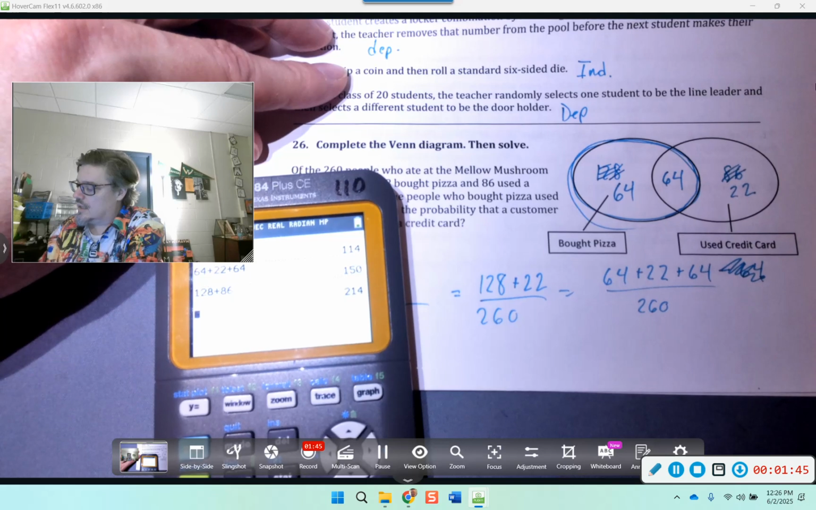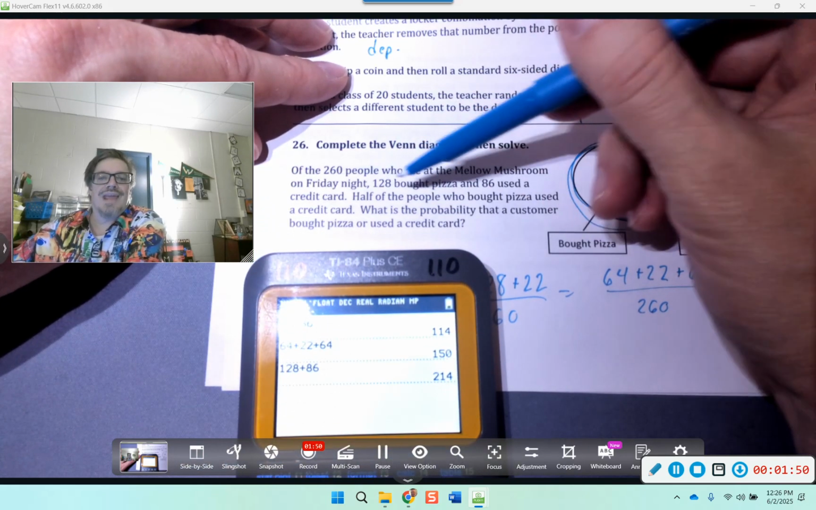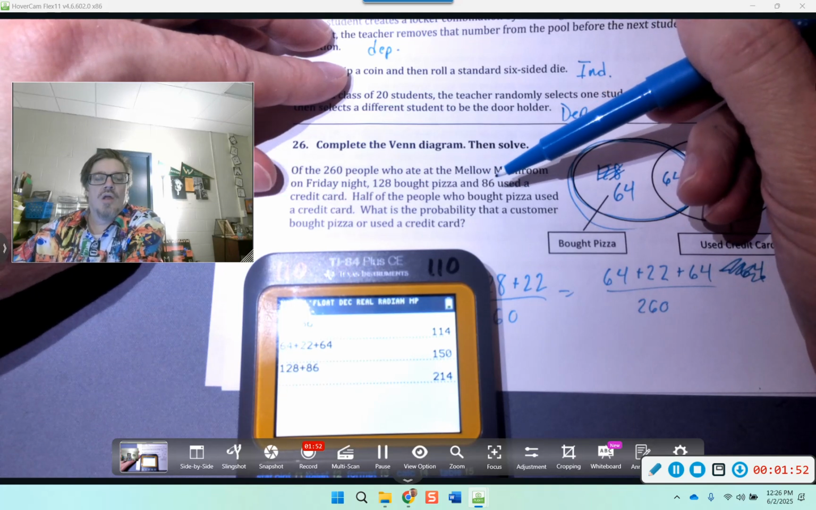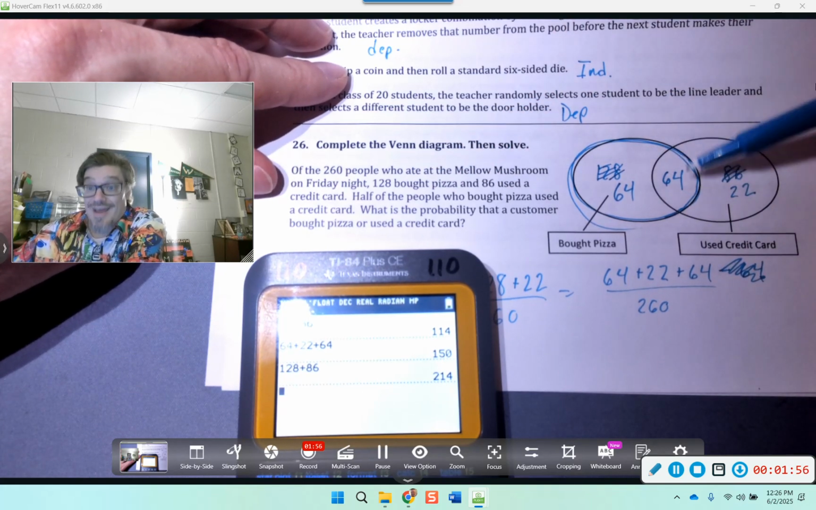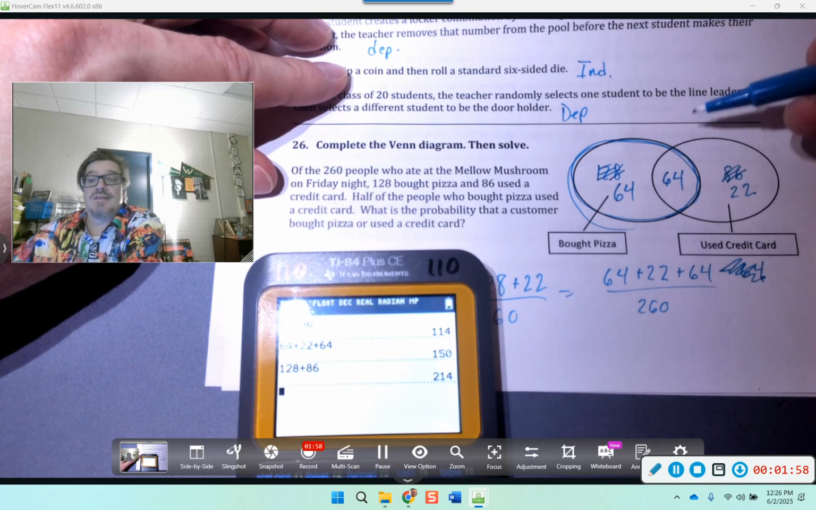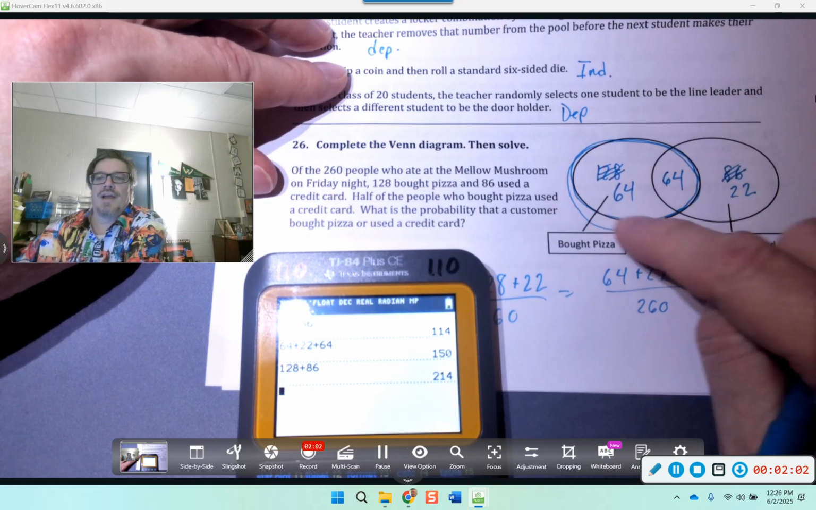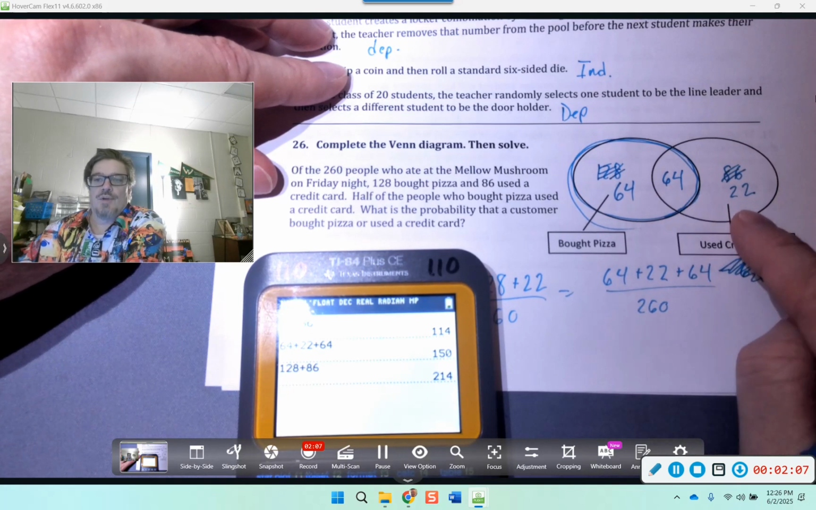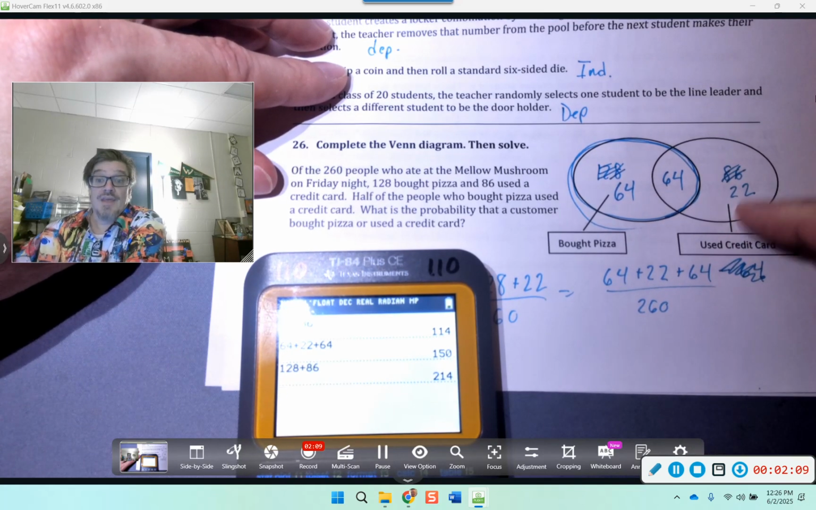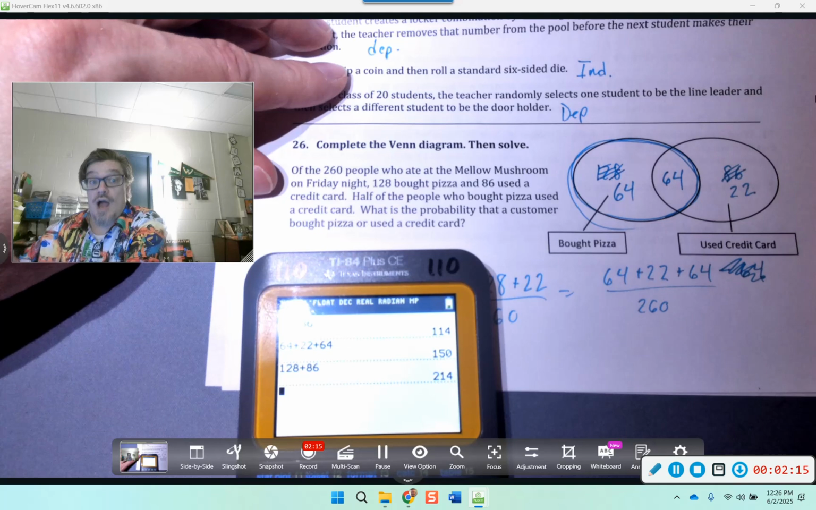128 plus 22, no, 86. Okay, so if we were to just add these two, 128 and 86, what we would have been doing is double counting 64. We would have counted them twice, okay? Because if you're going to do the Venn diagram right, you only want to count them once. So it would be 64 plus 22. If you were to add 128 and 86, that's too high.